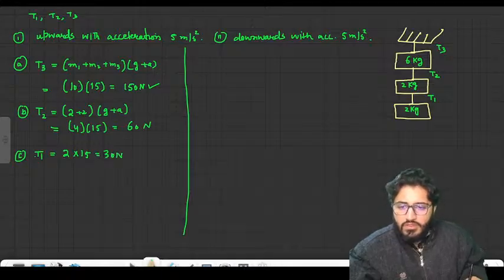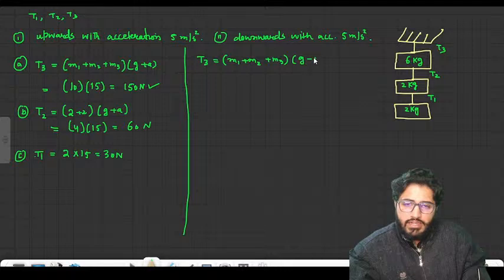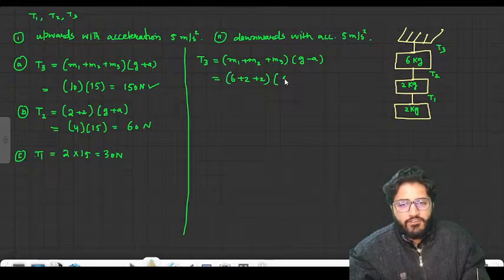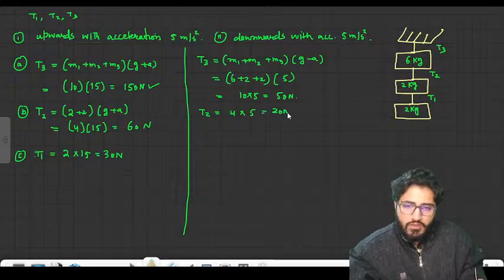Now the downward case, I will take T3. This will be (M1 plus M2 plus M3), then here it is g minus a. This will be 6 plus 2 plus 2, g minus a will be 5. So it will be 10 into 5, that comes out to be 50 Newton. Then T2 is equal to 2 plus 2, 4, 4 into 5, 20 Newton. T1 is equal to 2 into 5, it is 10 Newton.